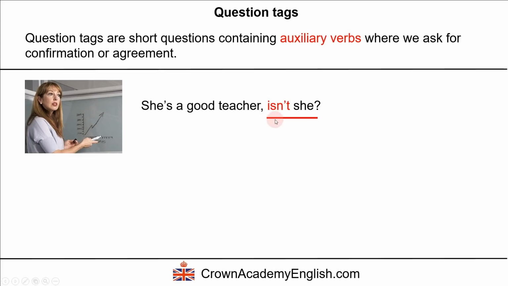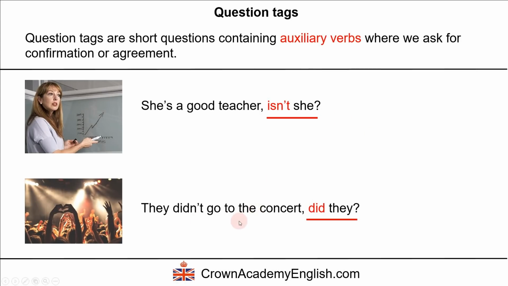Here we have the auxiliary verb be in the negative, in fact, contracted negative. And this is called a question tag. We're asking for confirmation or agreement from someone. They didn't go to the concert, did they? So here we have the auxiliary verb do in the past form, and then we have the subject. Again, we're asking for confirmation. Again, I have a separate video that explains question tags in more detail.